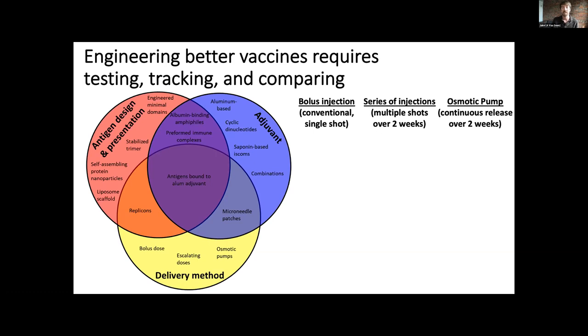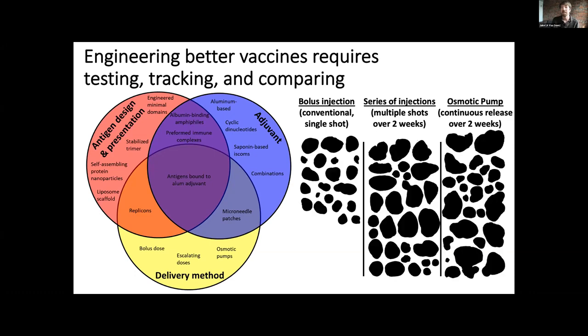So traditionally, when you get a vaccination, you get a single shot called a bolus injection. We wanted to compare this to what would happen if we were to split that same total dose into a series of injections over the course of 2 weeks, or even to use a device called an osmotic pump that would deliver the same amount of antigen slowly and continuously over that same time frame. However, when we got the samples back, the really frustrating thing is that we had all these lymph nodes that looked essentially the same from the outside. So I had no immediately obvious way to know which samples to spend my time looking at to see where the antigen was.